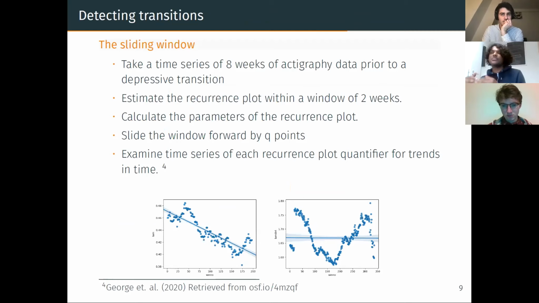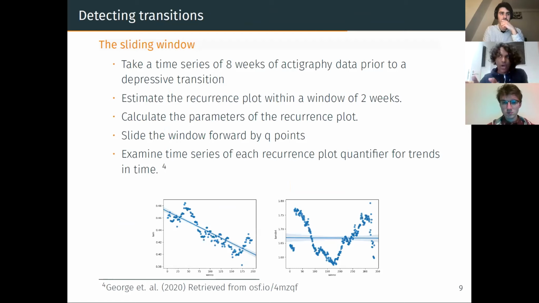To detect these transitions, we use a sliding window technique. We take a time series of 8 weeks of actigraphy prior to a depressive transition, and then we estimate the recurrence plot within the first 2 weeks. We calculate the parameters of the recurrence plot.